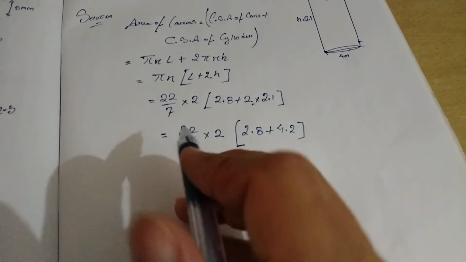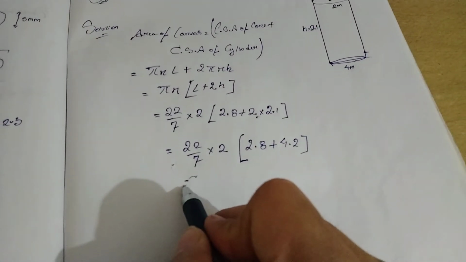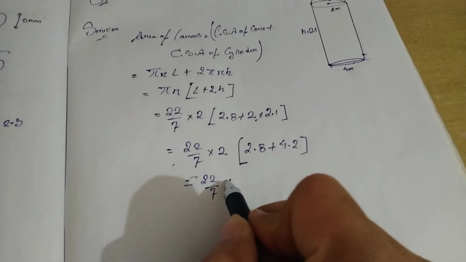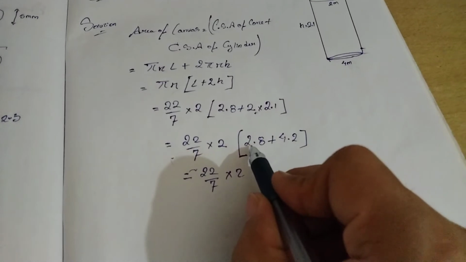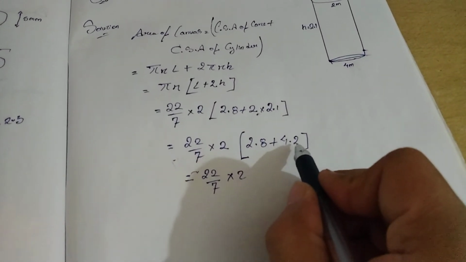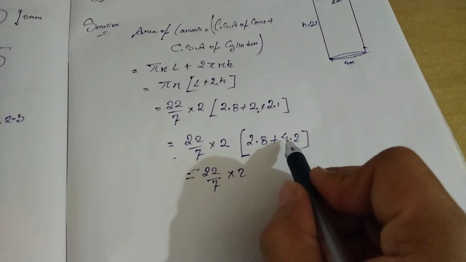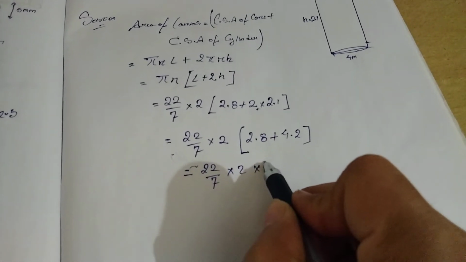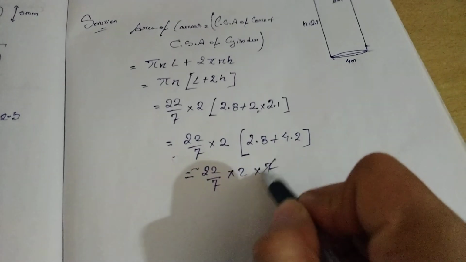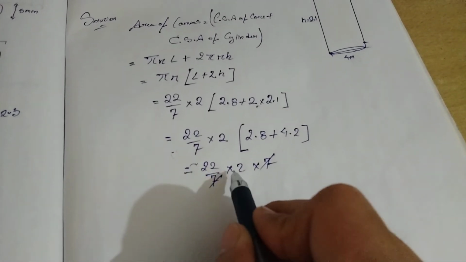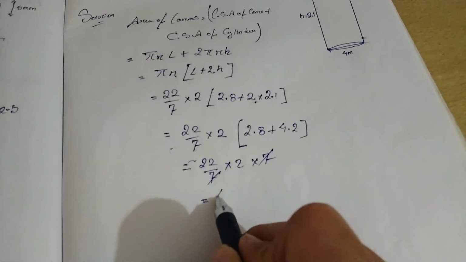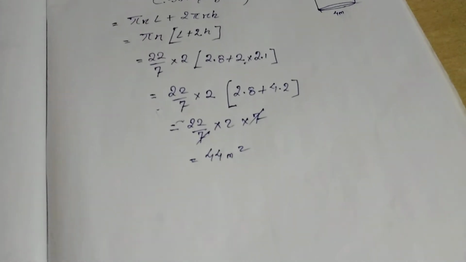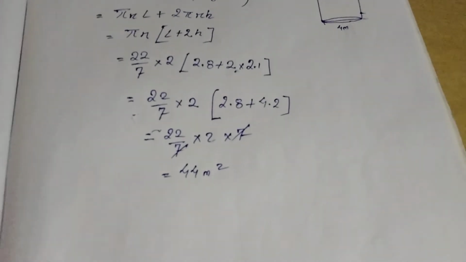Next, 22 by 7 into 2, 2.8 plus 4.2 equals 7. So into 7, the 7s cancel, 22 into 2 is 44 meter square. So we got the area of canvas, that is 44 meter square.